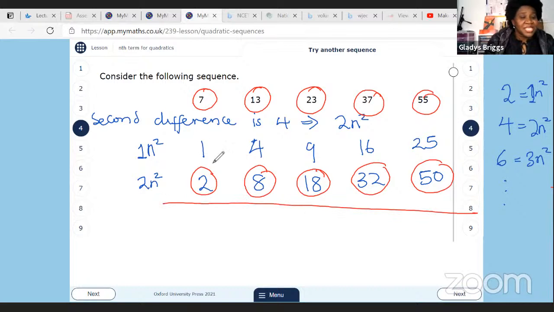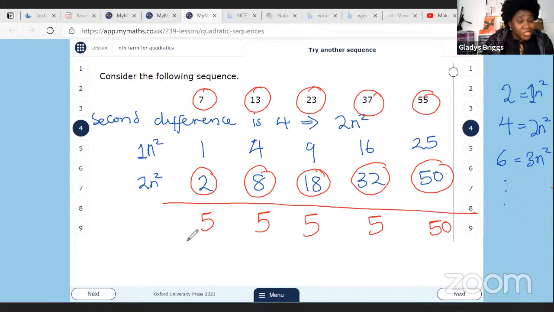Subtract. 7 subtract 2 is 5. 13 subtract 8 is 5. 23 subtract 18 is 5. 37 subtract 32 is 5. 55 subtract 50 is 5. So our sequence is not n squared, it is 2n squared plus 5.